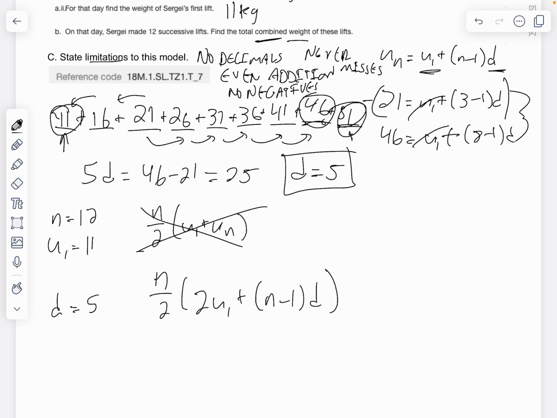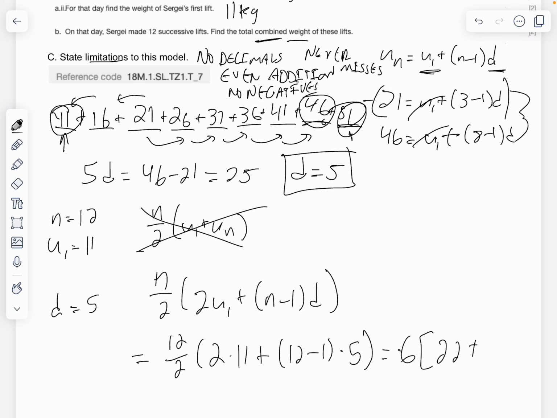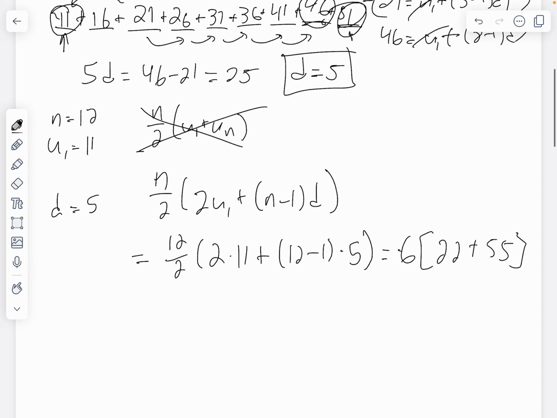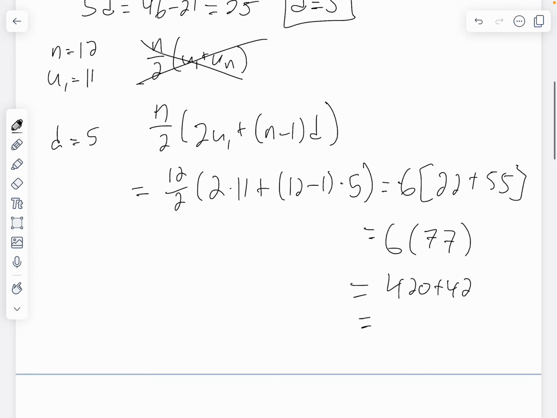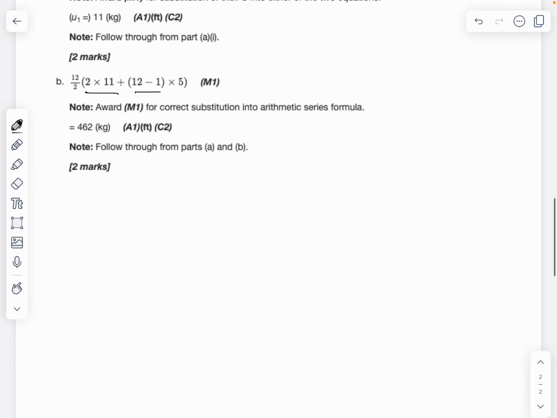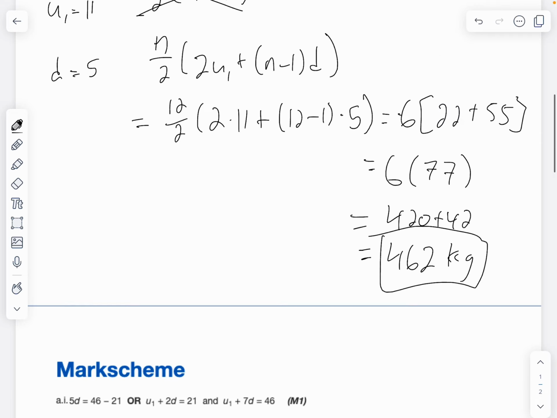So this is going to give me 12 over 2, 2 times 11 plus 12 minus 1 times our difference, which is 5. So that is 6 times 22 plus 11 times 5 is 55. This is looking better. 6 times 77. So let's see if we can use our trick again here. That's 420 plus 42, which is 462 kilograms. Let's see if we did better this time. There we go, 462. Excellent.